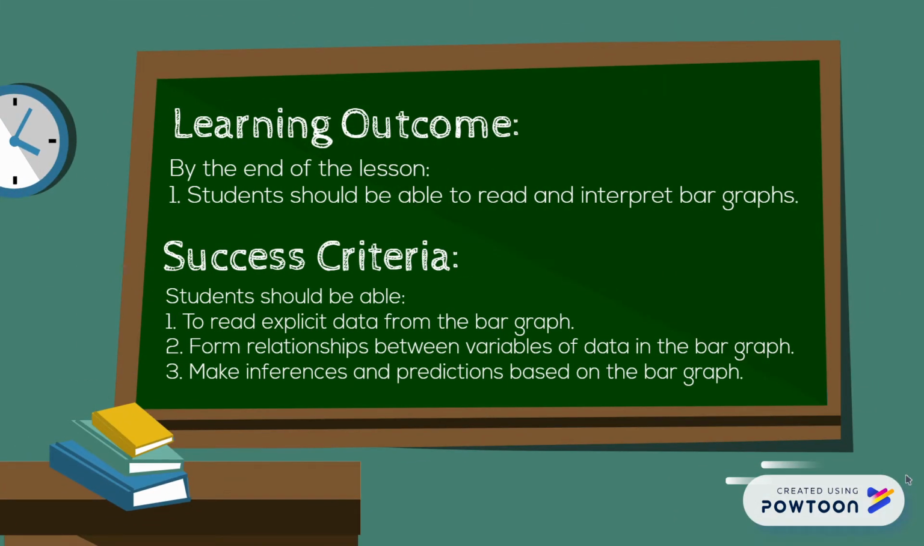Now, let's look at the learning outcome and also the success criteria of the lesson. By the end of the lesson, students should be able to read and interpret bar graphs. With that being said, students should be able to read explicit data, form relationships between the variables, and also make inferences and predictions based on the bar graphs.